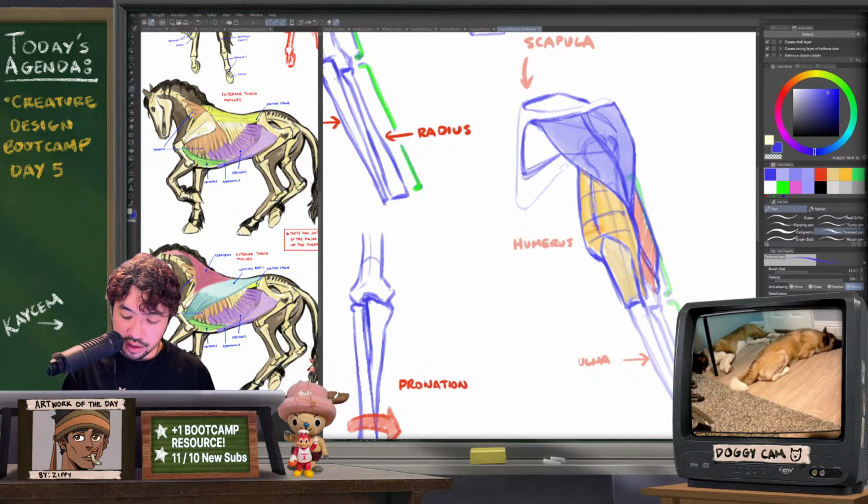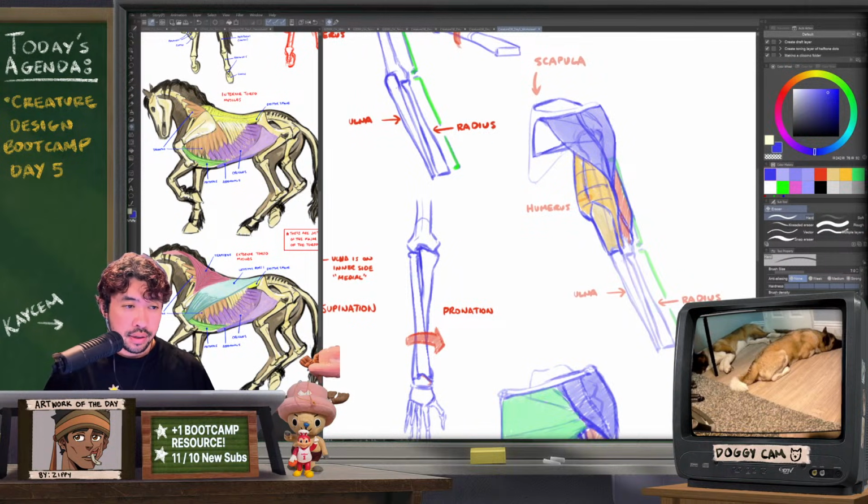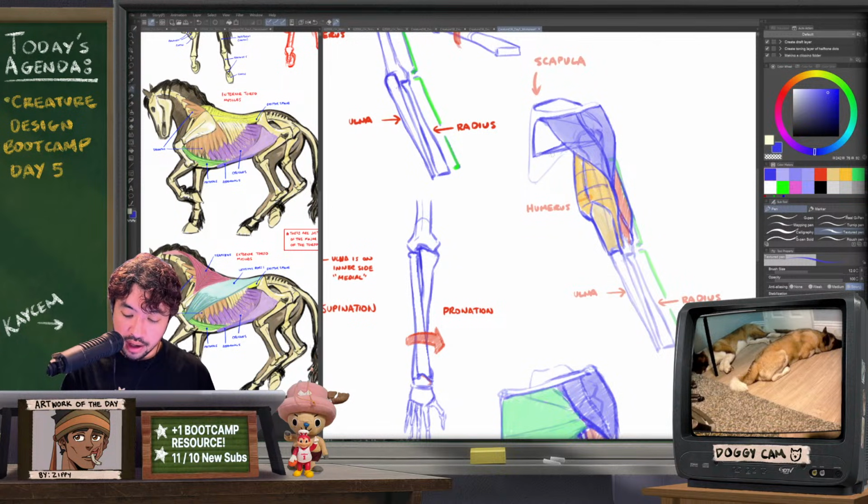And then last but not least, we have the teres minor and the teres major. The teres minor is going to sit underneath the infraspinatus, and that's going to connect to that shoulder joint of the bone. And then the teres major is going to connect to the lower section there. So this is a little bit bigger like that.